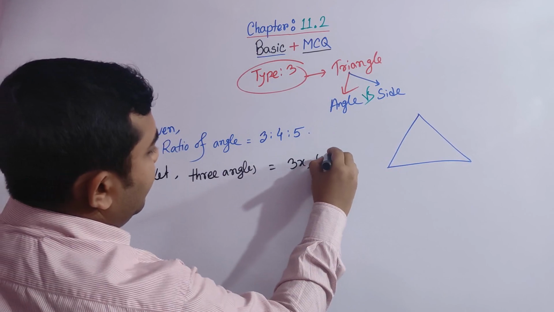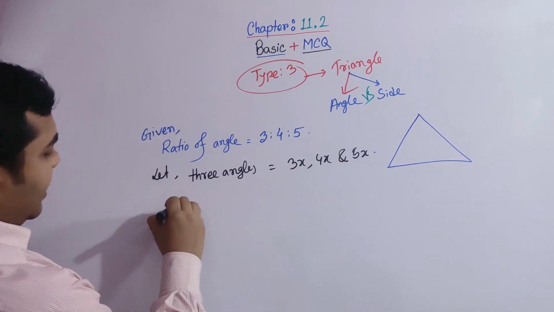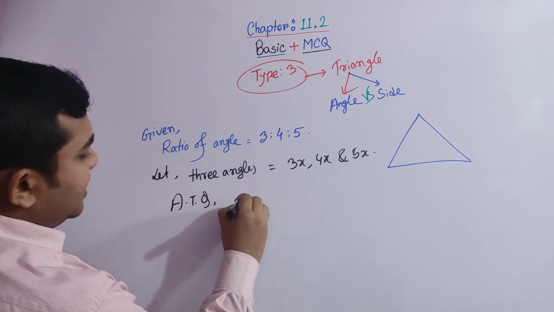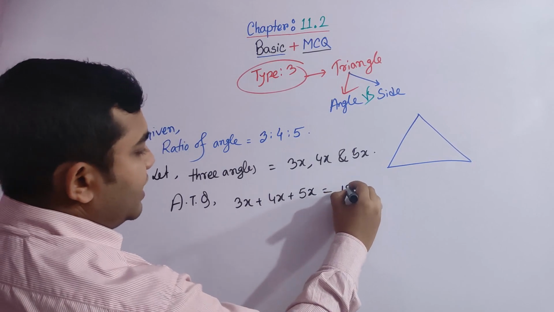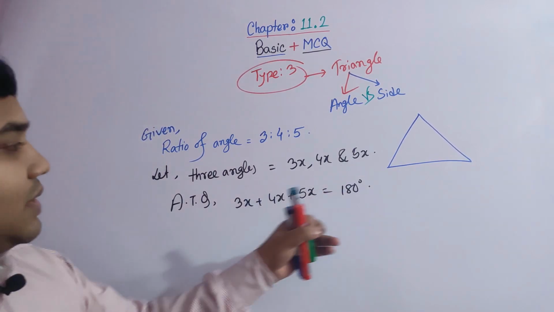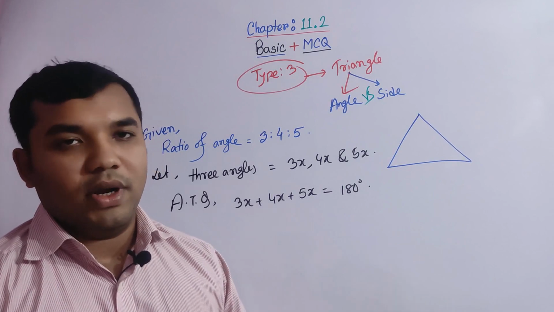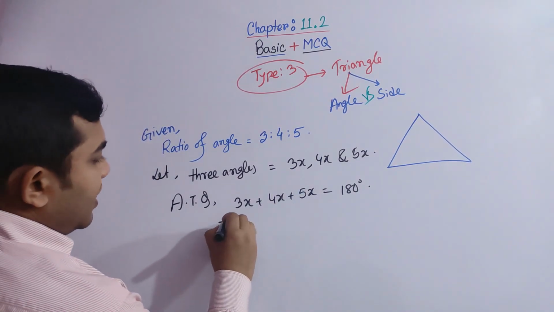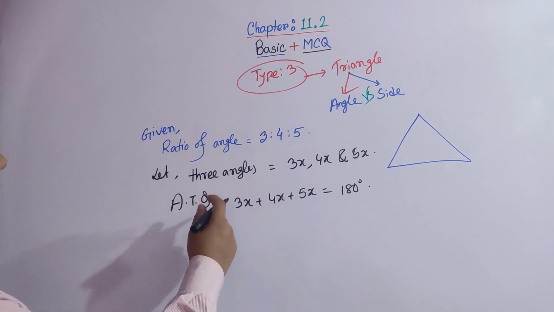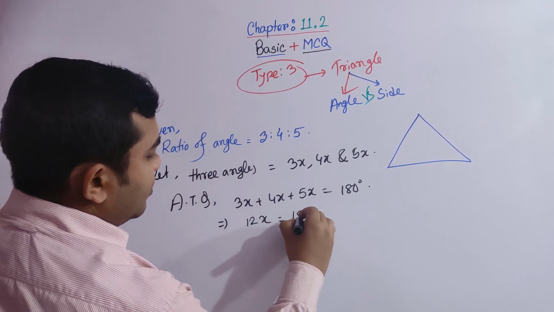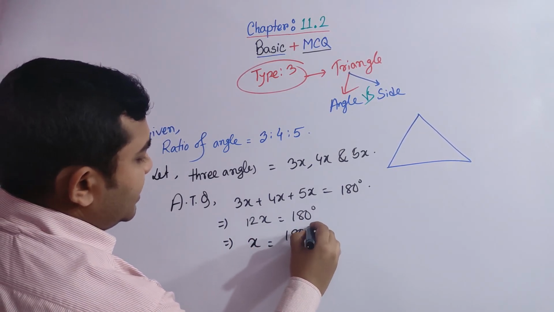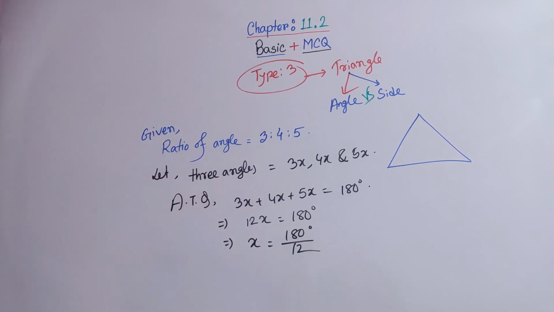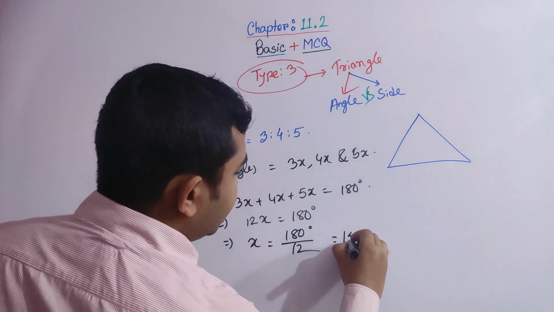3x, 4x and 5x. According to the question, 3x plus 4x plus 5x equals 180. How? We know that the sum of the three angles of a triangle is 180. So we can write here, 4 plus 5 is 9, 9 plus 3 is 12x equals 180 degrees. So the value of x should be 180 degrees divided by 12. If we divide these two, what do we get? Exactly 15. That's great, very good.